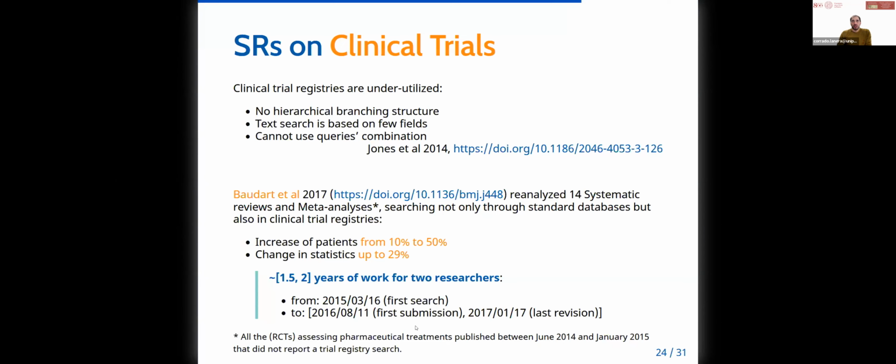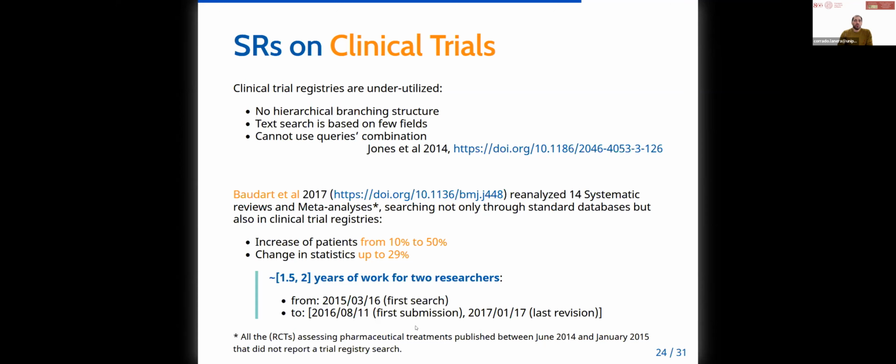Okay, about our case studies, the main problem is that for clinical trials, often only the published results are investigated. This is because registries are quite difficult to explore, because they don't have very powerful tools to combine search strings or to use search strings.